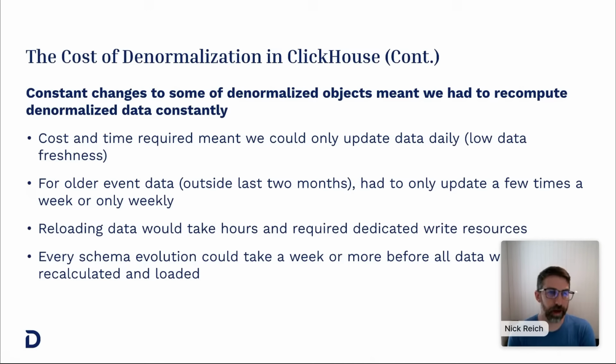And then every time we changed the schema of this denormalized view of the data, adding a column, well, you had to recompute all of this denormalized data again to add that column to it. So it could take a week or more before that data got into the system for all customers. And so there was a real lag time between trying to add something and it showing up in the product.